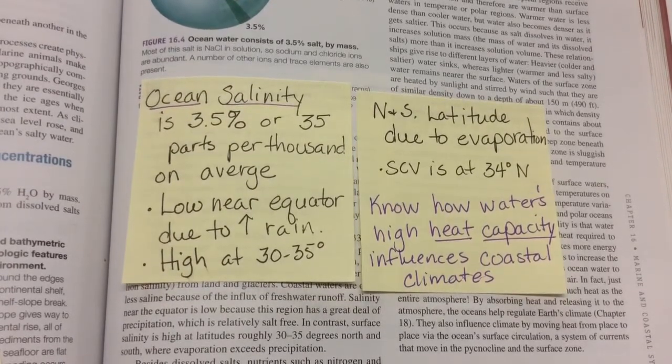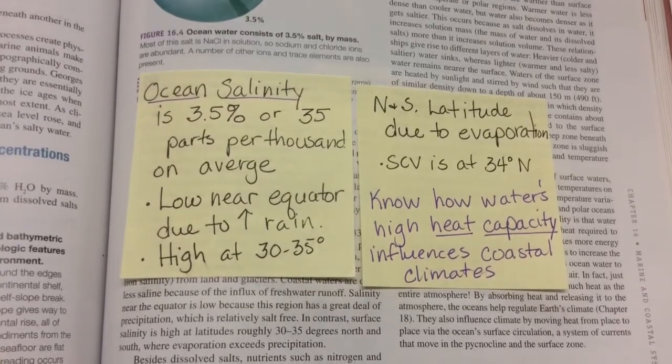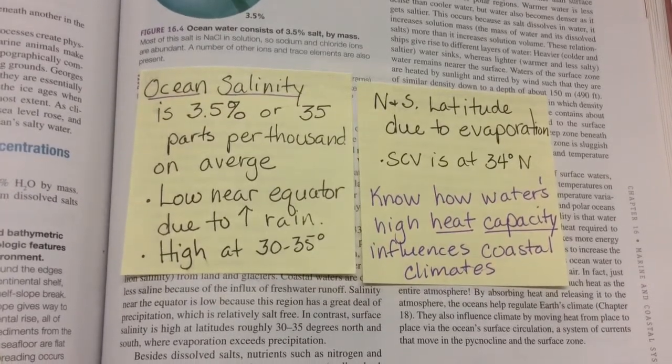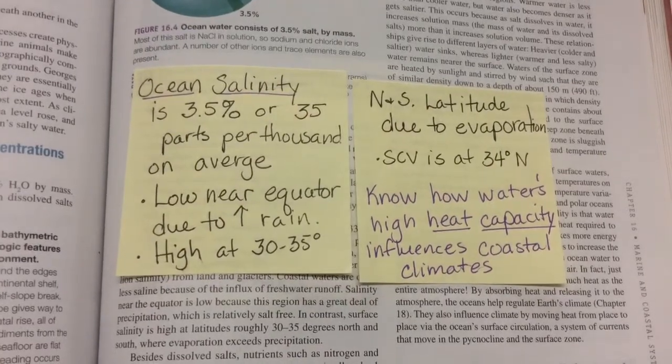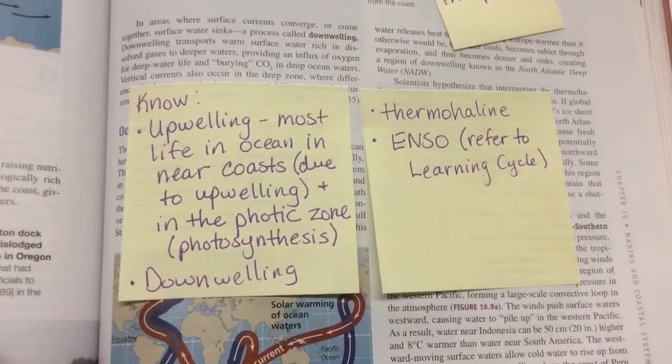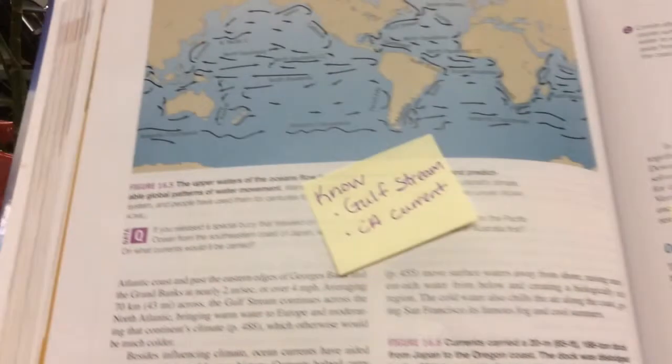We don't get that oceanic influence on our climate because we're behind 2 mountain ranges from the ocean. So we don't get that nice temperature consistency. On page 424, there's a picture of all the currents.